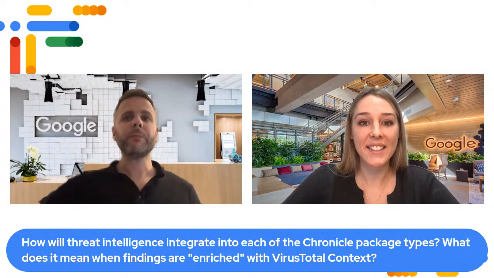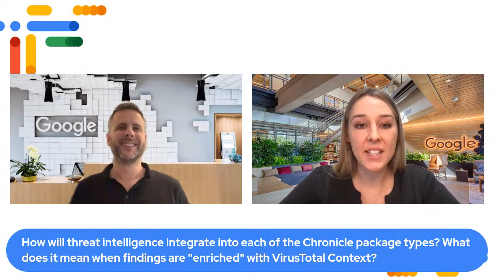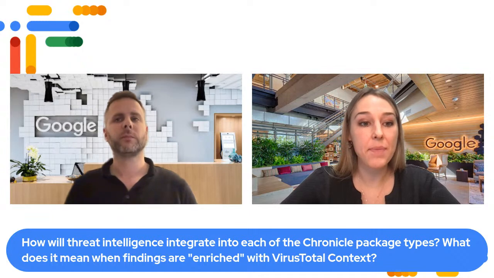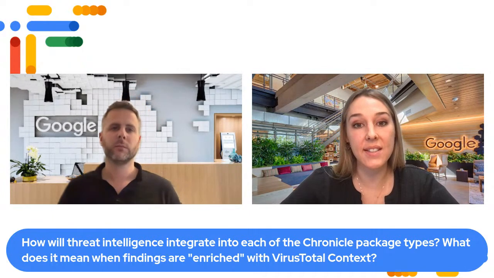All right. How will threat intelligence integrate into each of the Chronicle package types? What does it mean when findings are enriched with VirusTotal context?